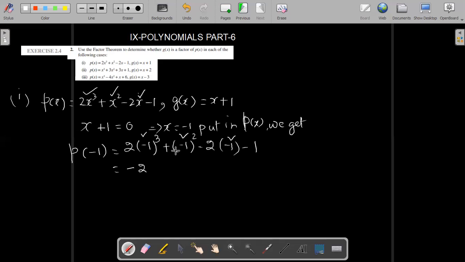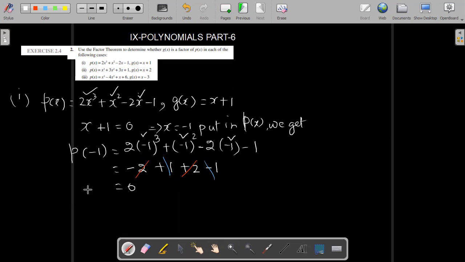And the power is even, it will become plus 1. This minus into minus will become plus 2, and minus 1. So all cancel. You can see that minus 2 plus 2 cancelled, and this plus 1 and minus 1 are cancelled. So we get p(minus 1) equal to 0.